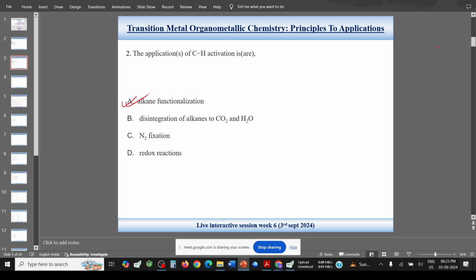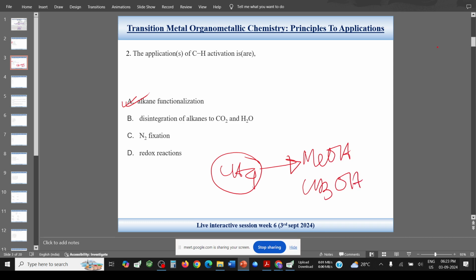Alcohol. Yes. So we have methane, CH4, which is the hydrocarbon, and we convert it to what? Methanol. So this is a very good example of alkane functionalization. We activate this CH bond from the methane and convert it to methanol. So this is a very good example of functionalization of an alkane to give a very useful or value added product, methanol. Okay.